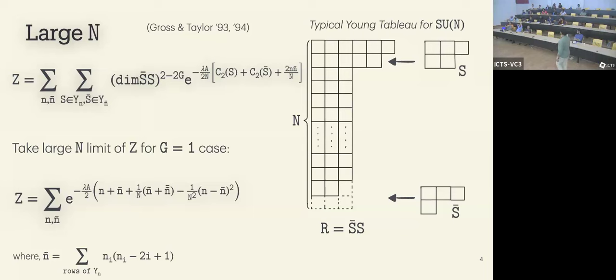Yeah. So you're given a representation. And what is S and S bar? What do you mean by R is S bar S? Yes, R is the full representation, which I should sum over.